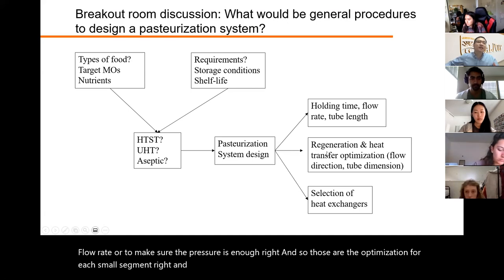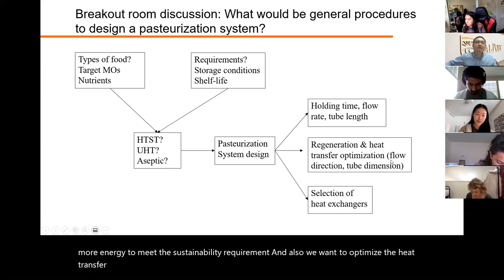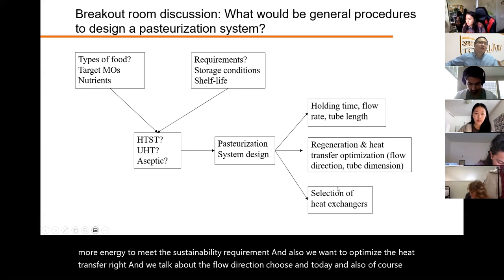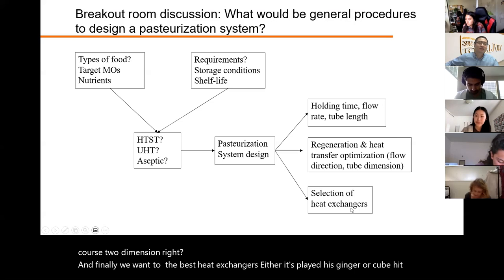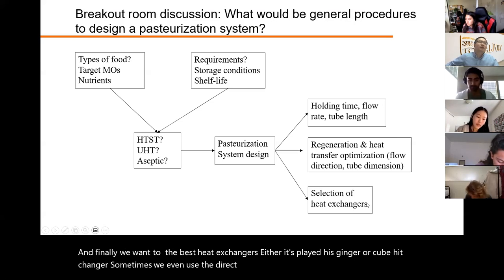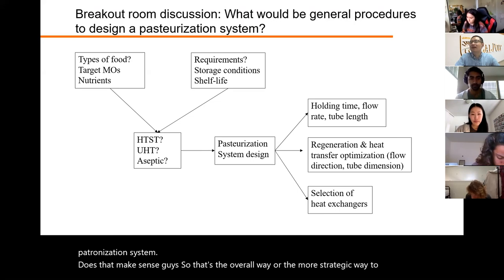And second, we want to maximize the heat regeneration to recover more energy to meet the sustainability requirement, right? And also we want to optimize the heat transfer, right? We talked about the flow direction choice today, and also of course the tube dimension. And finally, we want to select the best heat exchangers, either a plate heat exchanger or a tube heat exchanger. Sometimes we even use direct steam. So that's all the optimization of the pasteurization system. Does it make any sense, guys? So that's the overall, more strategic way to think about the entire system design.